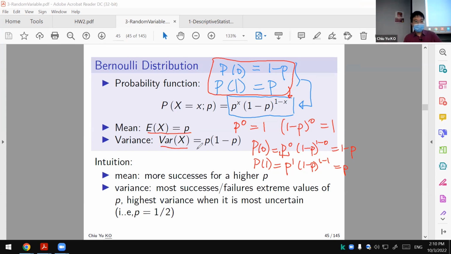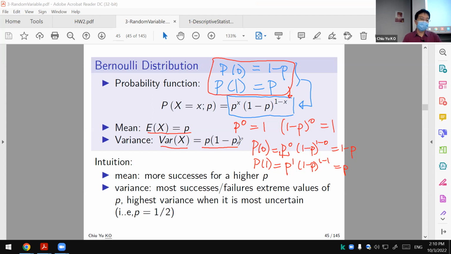So you can see the mean here is P, and the variance is P times 1 minus P. I think that the mean being P is not surprising, because we already know that if we toss a fair coin, the mean is half, exactly P.